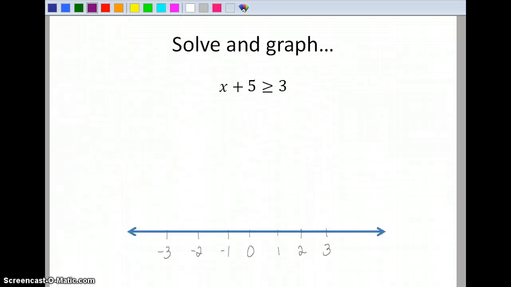Okay, now let's solve and graph. x + 5 ≥ 3. The first thing I'm going to do is subtract 5. So now we have x ≥ -2. -2 is my important point. The greater than or equal to symbol tells me that it's going to be a closed circle. So I'm going to go to -2, make my circle and fill it in.